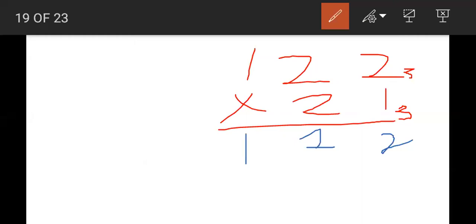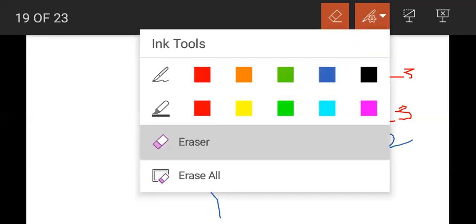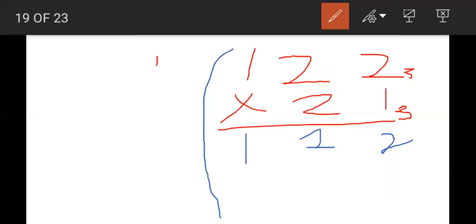Then the next one, 2 times 2 gives us what? 4. But we cannot write 4 here, because it is more than or equal to our given base. So what you do is, you have 4, divide 4 by 3. That is 1 remainder 1. So you write the remainder down.